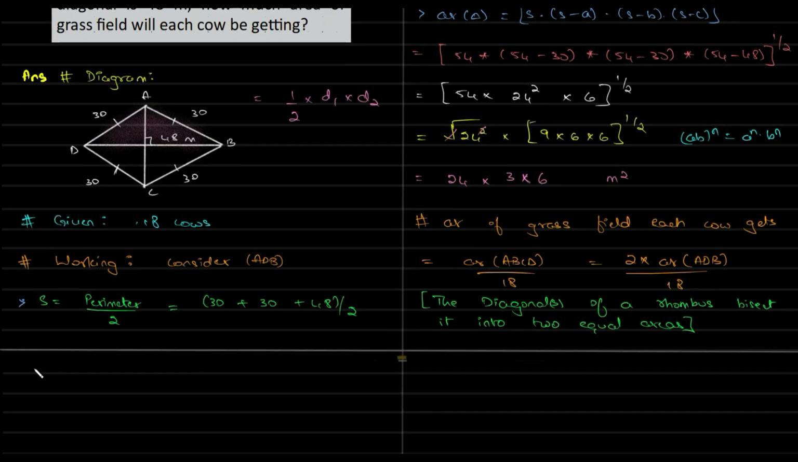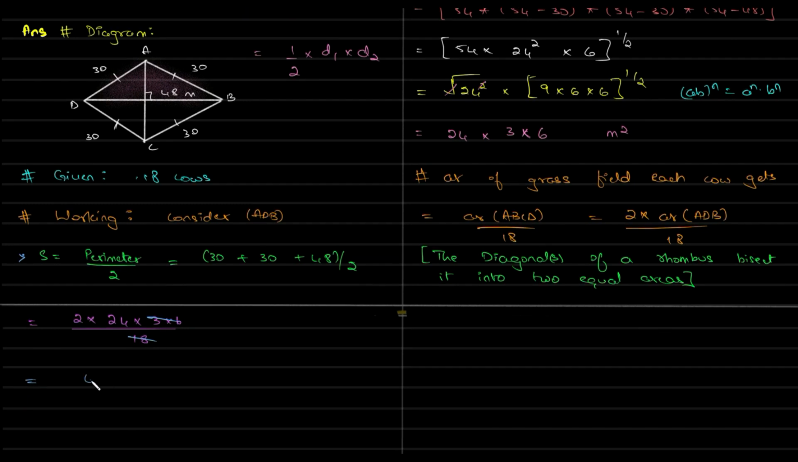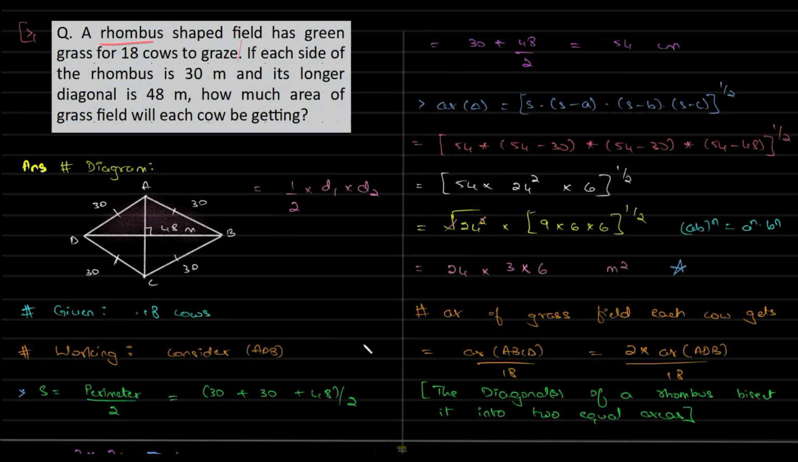And now we have 2 times the area of triangle ADB, that is 24 into 3 into 6, divided by 18. So 6 3s are 18. See, that's the advantage of not calculating. And this answer is 48, and the unit is meter square. Very important to write the unit, and very important not to calculate things early. So this is your answer.